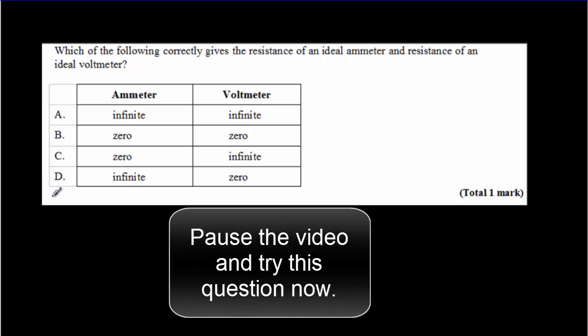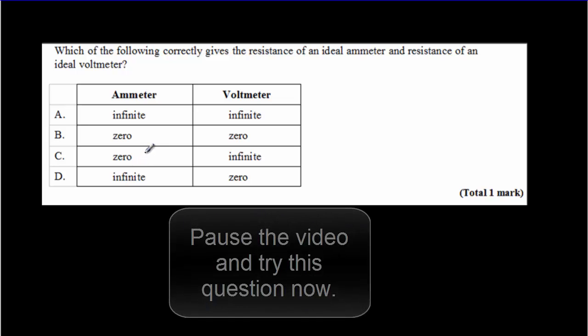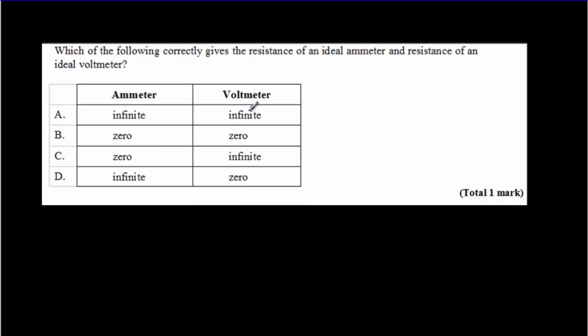Okay, a quick IB question. Pause the video, read it over, and try this question now. And hopefully what you said was that the voltmeter is going to be infinite resistance. The ammeter's got to be 0 resistance, so the one that's correct for both would be answer C here.